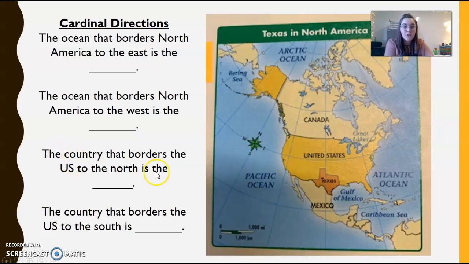What about the country that borders the U.S. to the north? So we've got to find the United States right here. And we want to know what country borders it to the north. So we see right above the United States is Canada. And finally, the country that borders the U.S. to the south. So here's the U.S., and south is down, so we want to know right here on this south border, what country borders it? Well, the only thing touching it right there is Mexico. So that is the country that borders that part.